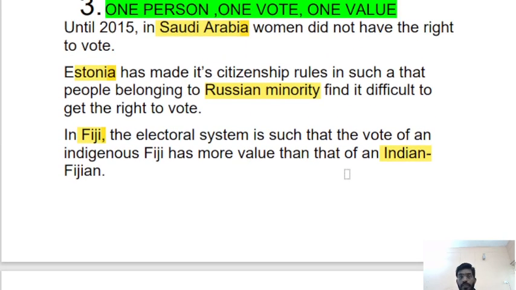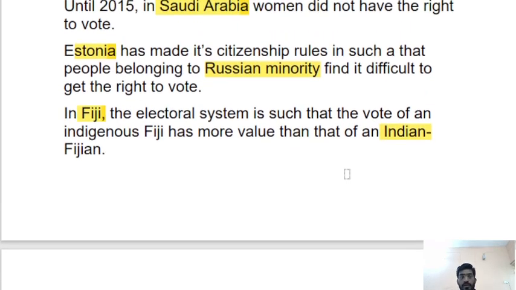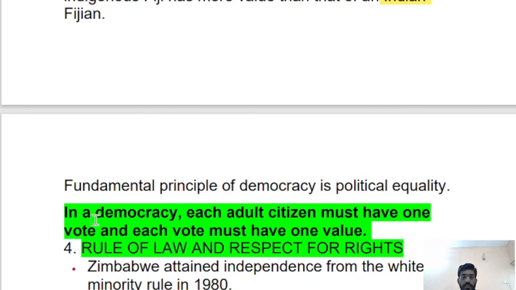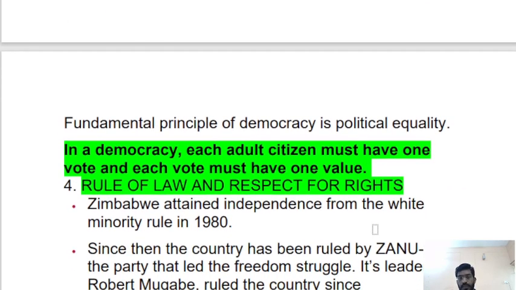In a democratic country, every person must have the same equal value. Here every adult gets a right to vote according to universal adult franchise. Okay, what is the third feature? Third feature: in a democracy, each adult citizen must have one vote and each vote must have one value. And the fourth feature is rule of law and respect for rights.